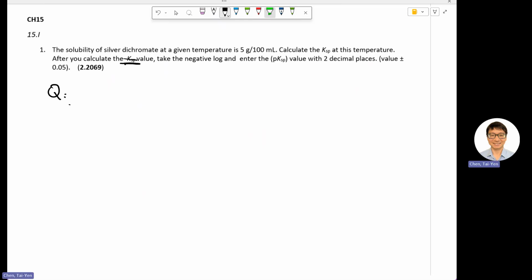If you read the question carefully, what is our cue? What are the things we want to solve? The pKsp, which is the negative log of your Ksp. Now, let's see what we have so far. The data tells you the species you have is silver dichromate, which means Ag2Cr2O7.